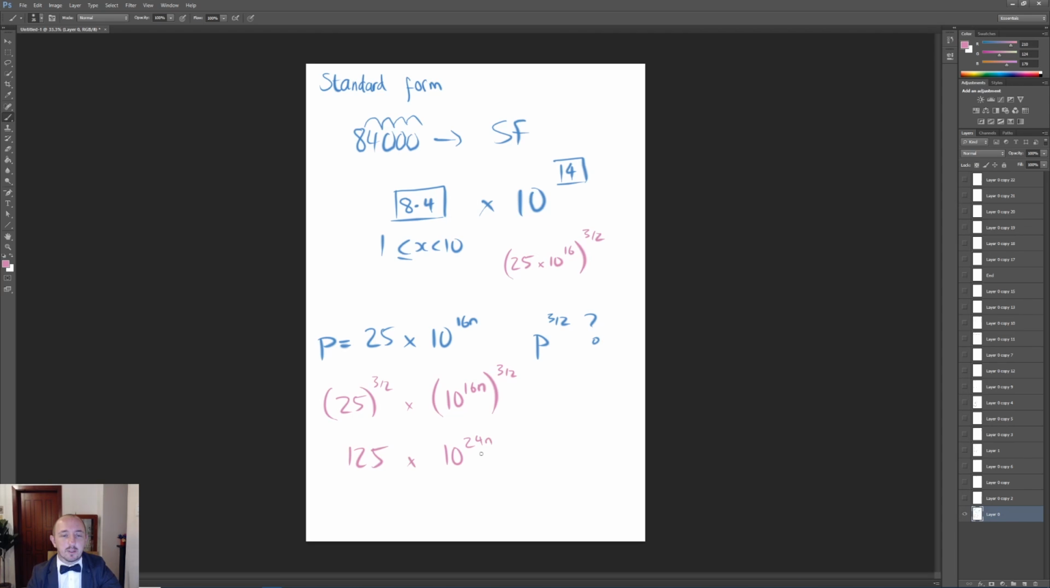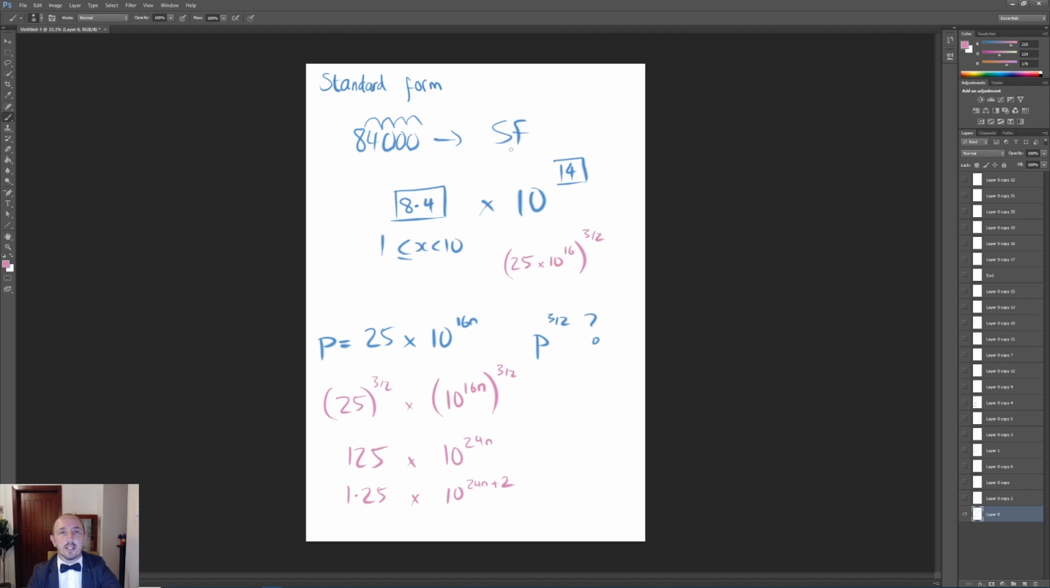So if that n wasn't there, let's pretend that n wasn't there, then we would do 1.25 times 10. So 1.25 to make that in between 1 and 10, and we'd increase the power by 2. So that would be 26. But if we've got 24n and we add 2 to that, we don't get 26n, we just get 24n plus 2.